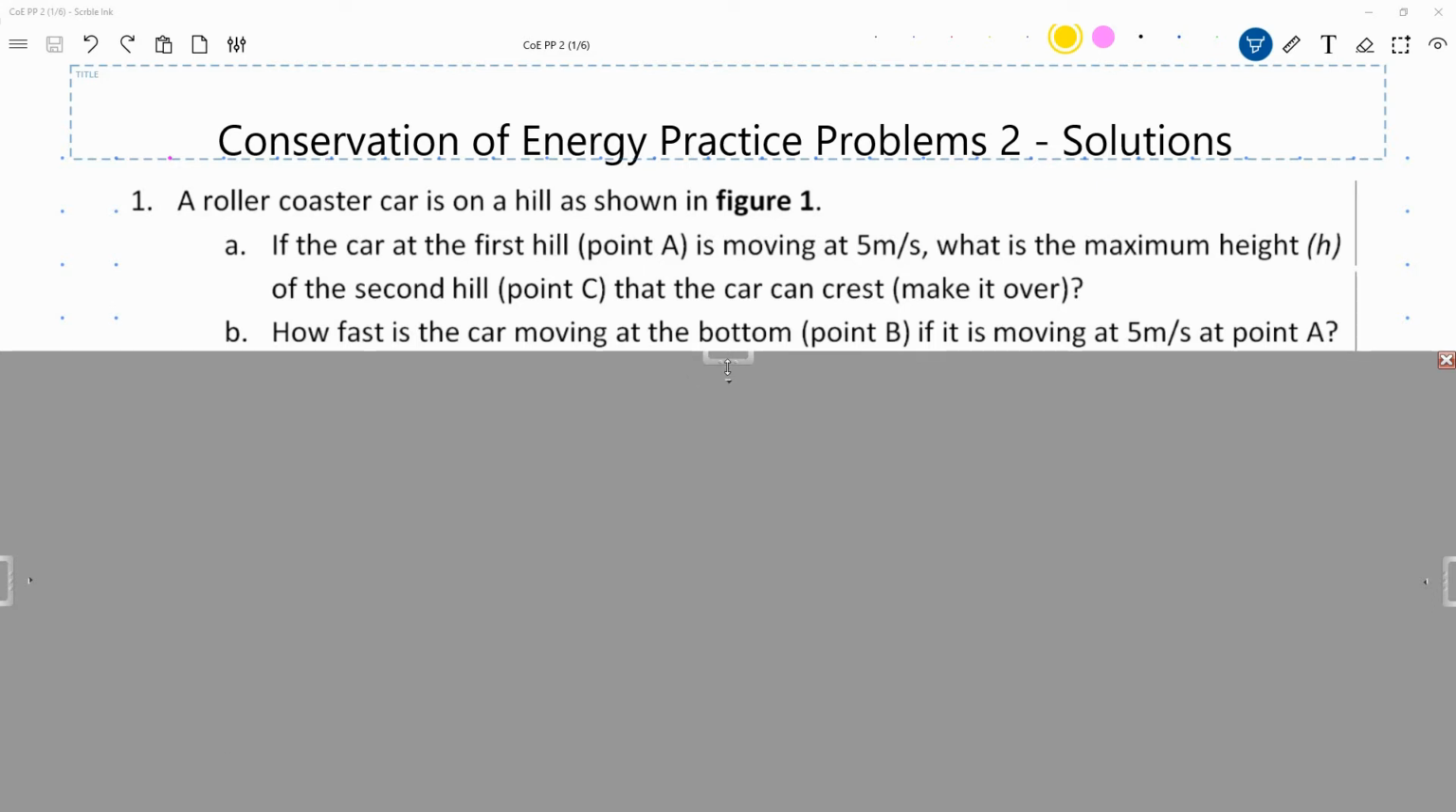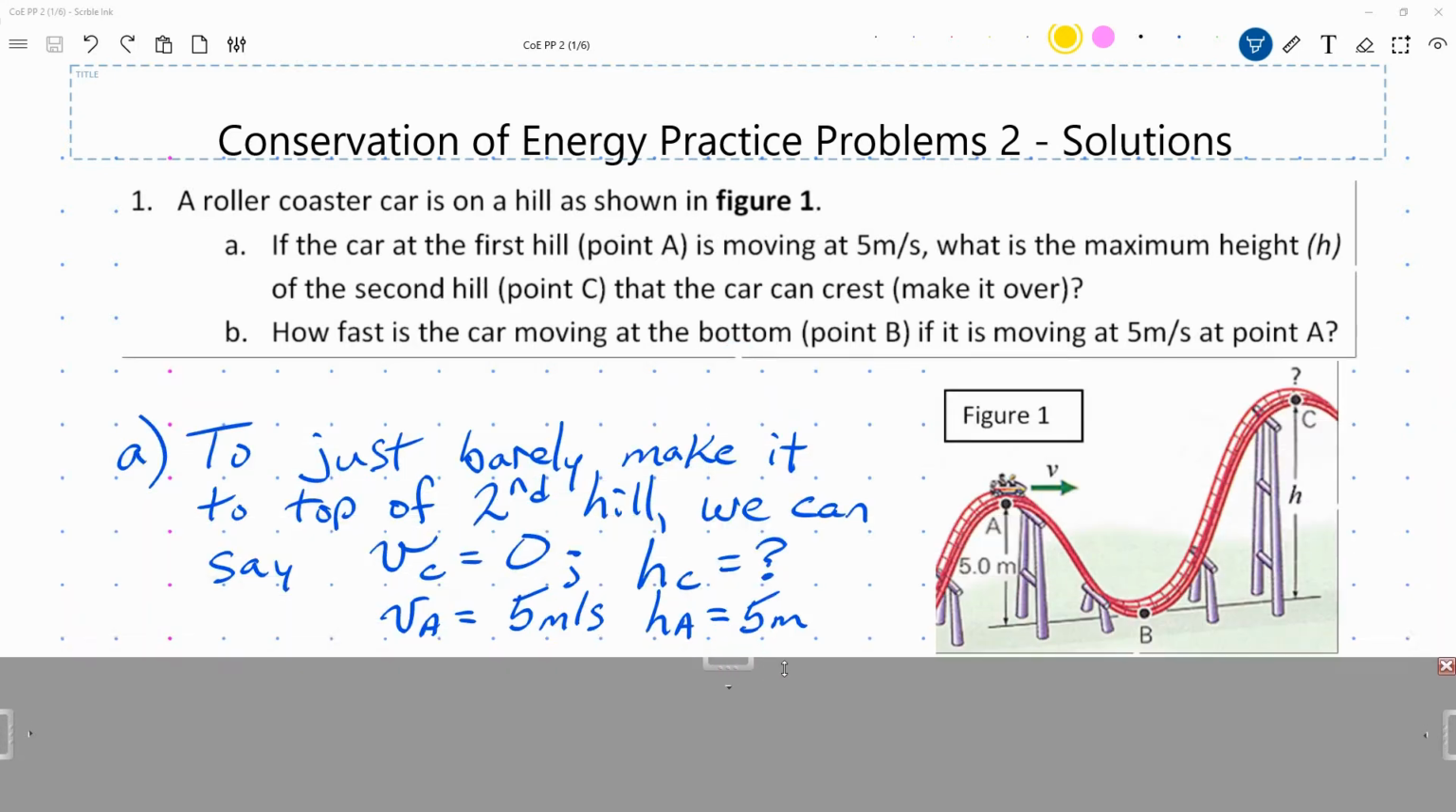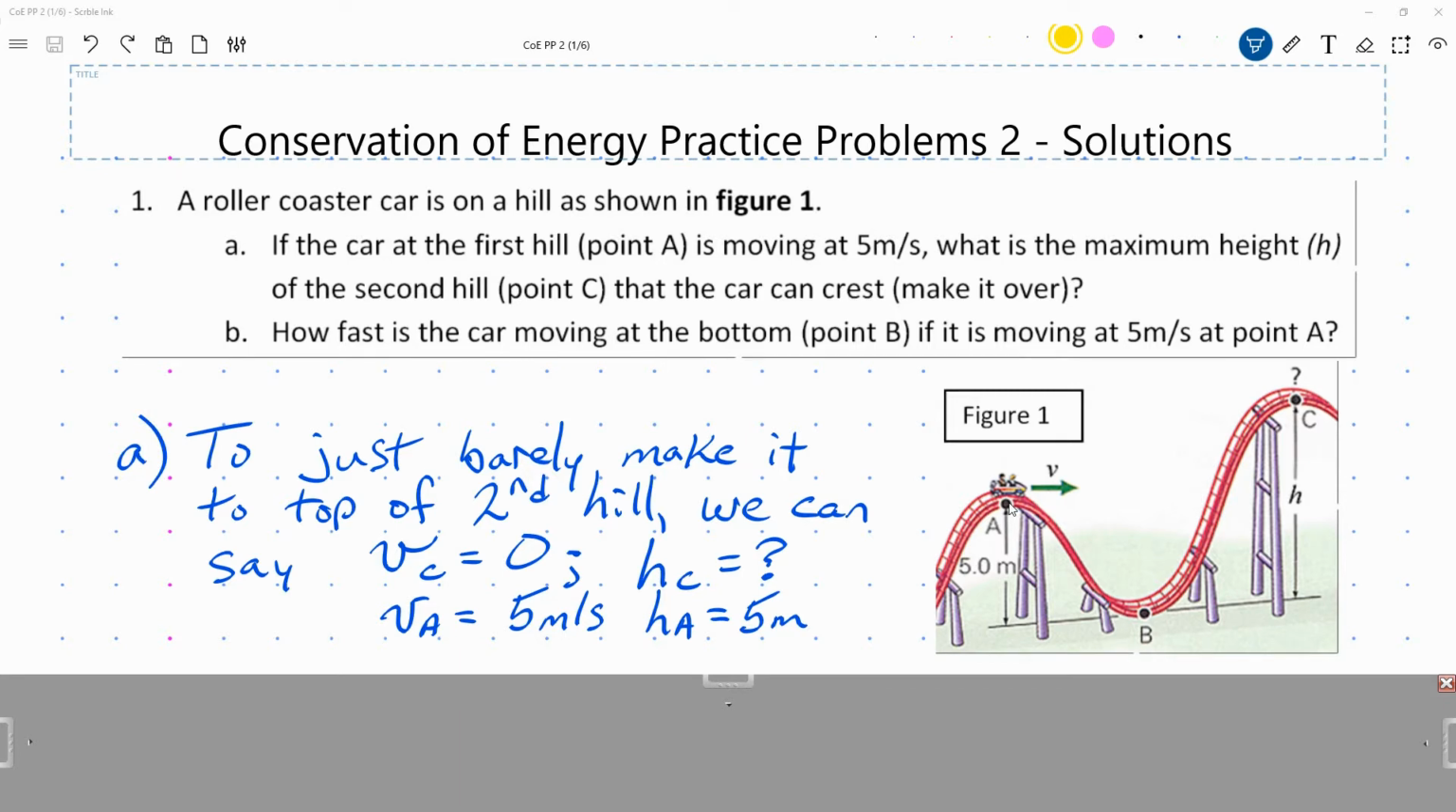Okay, getting into this. Problem number one begins a series of questions involving the same basic roller coaster setup. There's a figure that I'll scroll through right away. Part A basically says, if you have the roller coaster at point A, as shown, and it's moving already at 5 meters per second right here, the question is, what is the maximum height that it could have for the second hill, which takes it up to point C? So that's what we're asked to find, the maximum height of point C.